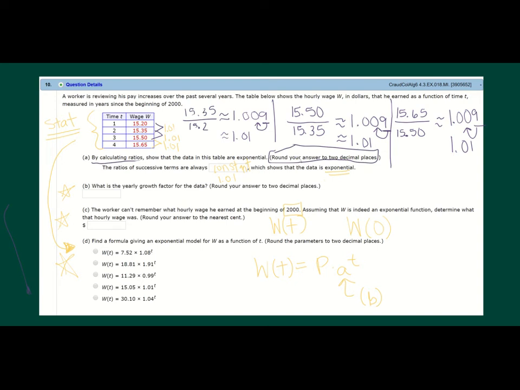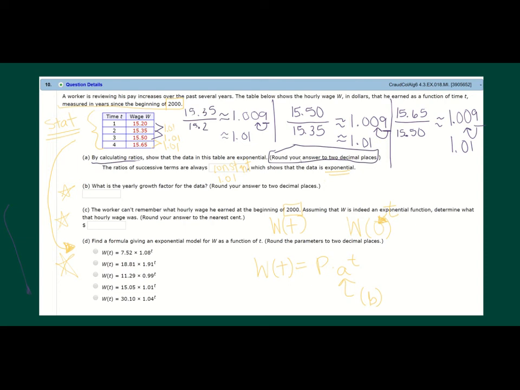So what we need to do is figure out how many years into this experiment is the year 2000. If we go back up to the context, it tells us that this sort of measurement began in the year 2000. So in the year 2000, 0 years have passed. So we're going to let t equal 0 in our formula.